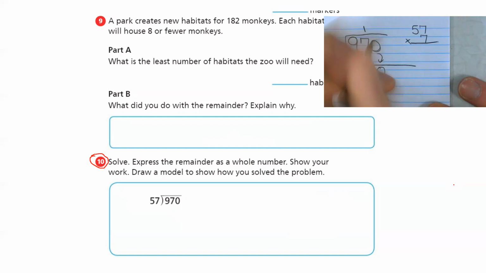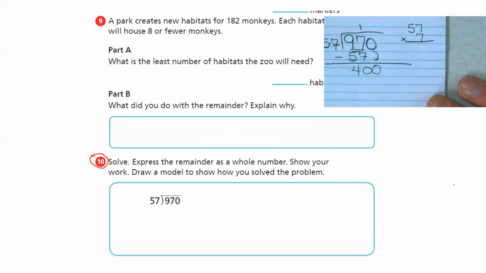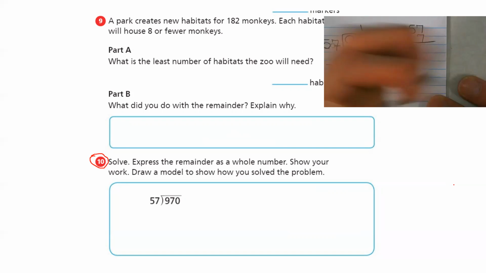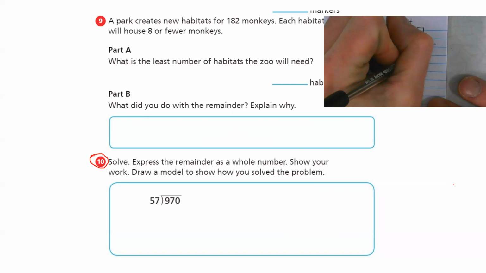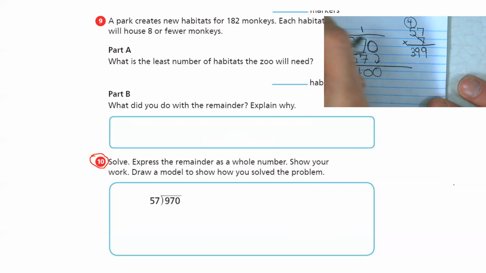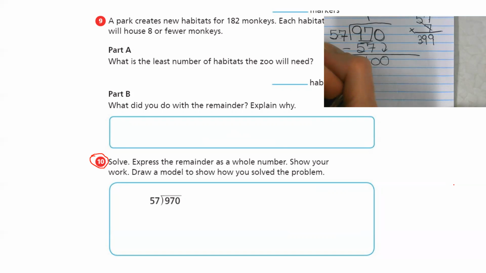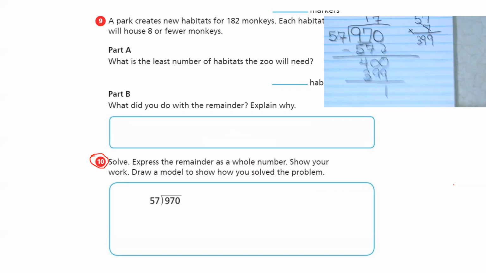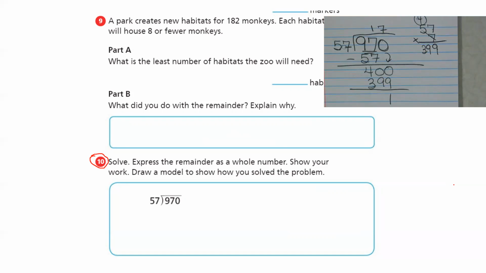And remember, it's not important that you guess correctly. It's important that you understand how to check your guess. So I'm going to check what 57 sevens is. 7 times 7 is 49. 7 times 5 is 35. 36, 37, 38, 39. Whew. Yeah, that's a perfect guess. So the answer is 17 with a remainder of 1.